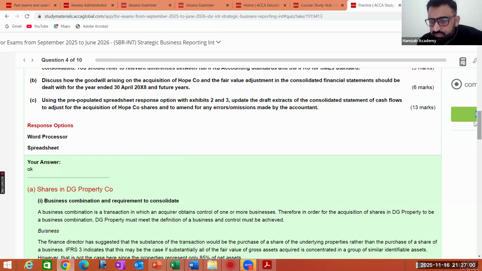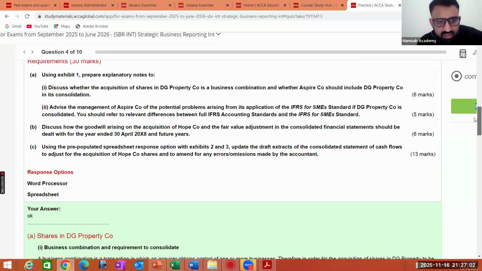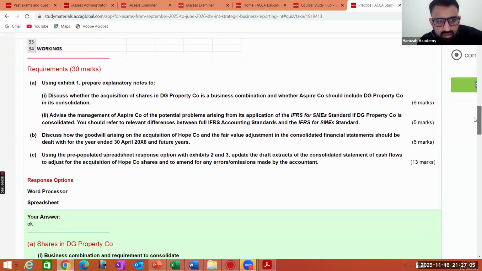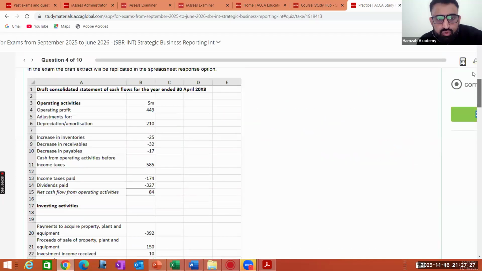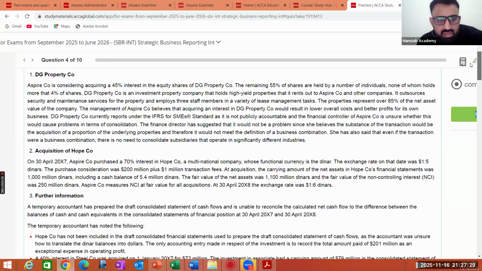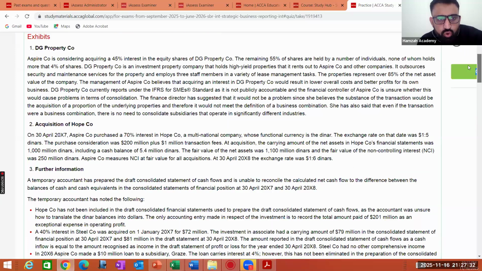Now, requirement B: discuss how the goodwill arising on the acquisition of the Hope and fair value adjustment in a consolidated financial statement should be dealt with for the year ended 30th April 2008 and future years. So, the acquisition of the Hope company.